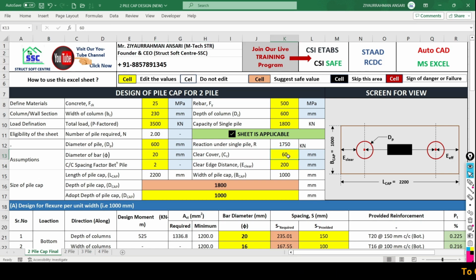Clear cover I am going to consider as 60. You can write 50 also, you can write whatever you want. So I am going to write 60 mm clear cover I am going to consider.